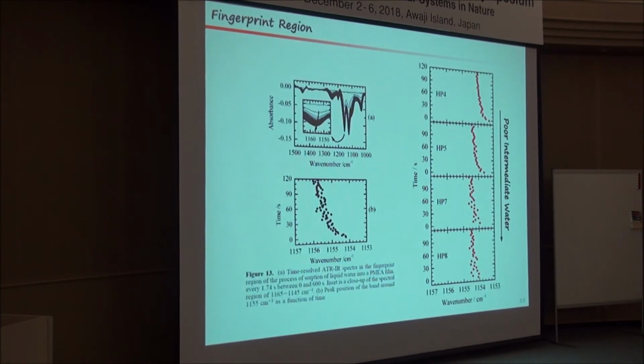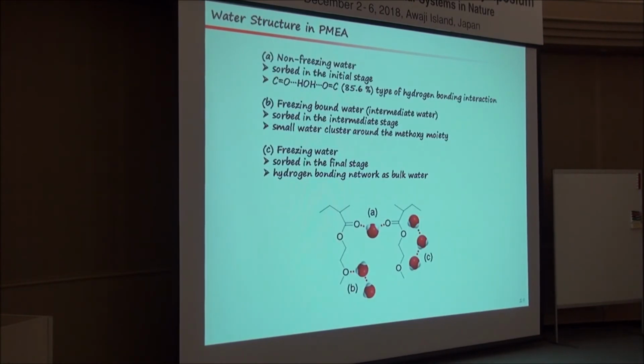Also, as evidence of the hydration to the methoxy moiety, the band position shift becomes smaller with increasing carbon number. It means that a higher carbon number in the main chain has less intermediate water. This is a conclusion.